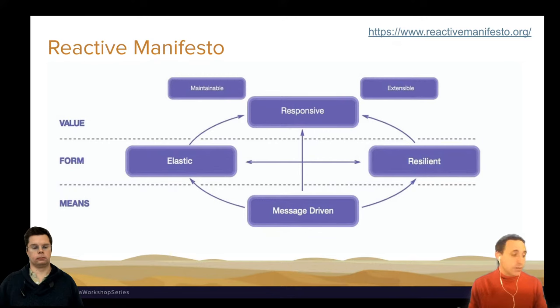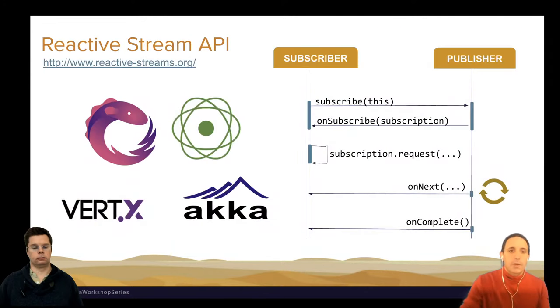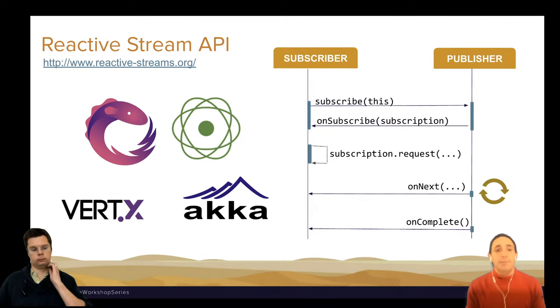And message-driven, okay? Asynchronous is still at the heart of the system. So the system relies on asynchronous messaging to achieve loose coupling and isolation. Okay, that's the theory. What about implementation? Well, the leading implementation is the Reactive Streams API. Again, I put you the link.